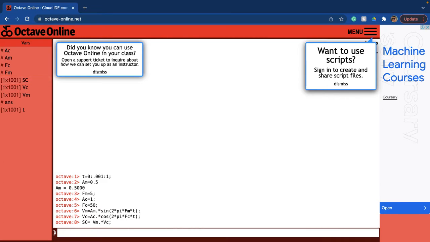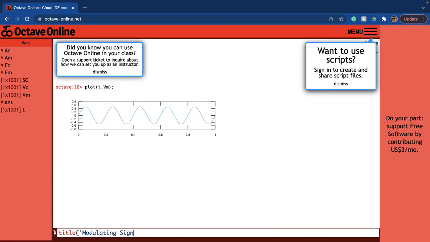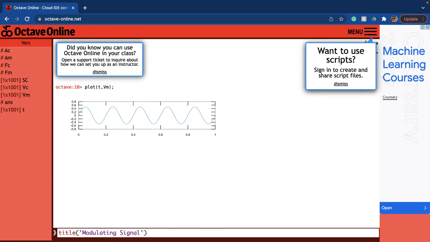Now I would like to plot these three waves. So I'll use subplot 311, three rows, first column, and first graph. Then I'll use plot. The graph is between the time and the instantaneous voltage. The title is modulating signal. And you can give grid on, it's optional if you want the grids.